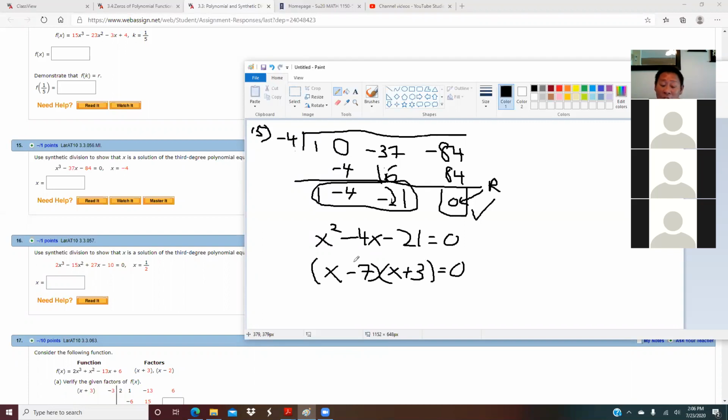And then you solve each of them equals to 0. What happens when you set this equal to 0? x in this case is 7. And when you set this equal to 0, x in this case is negative 3. So this is your answer.